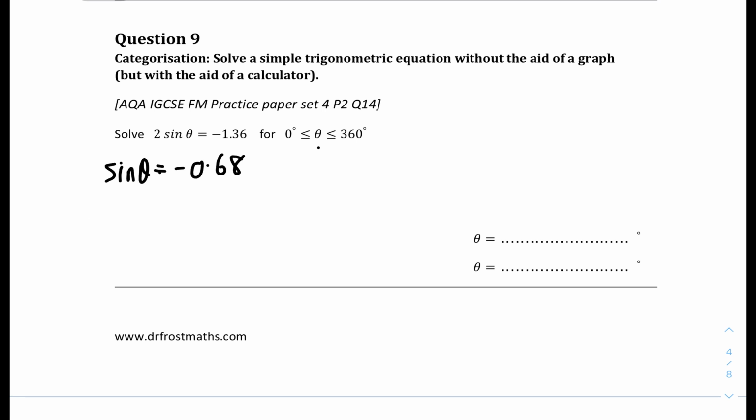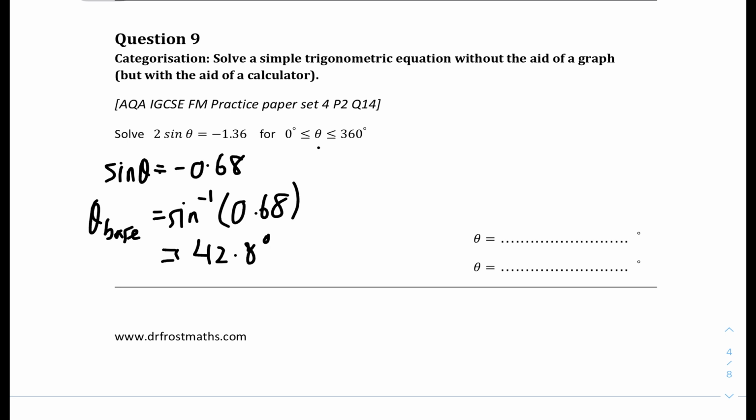So the theta base answer will be sine inverse 0.68. You take the positive number, so sine inverse 0.68. You get a degree of 42.8 degrees. And that's not the final answer, that's the base answer.